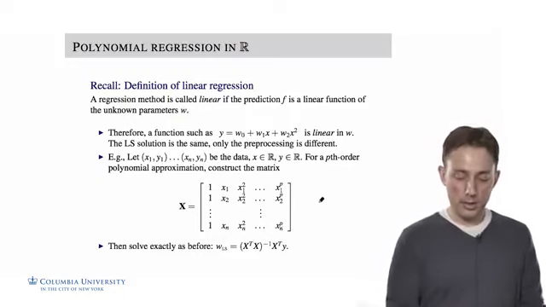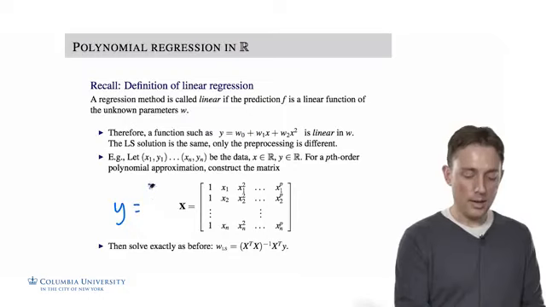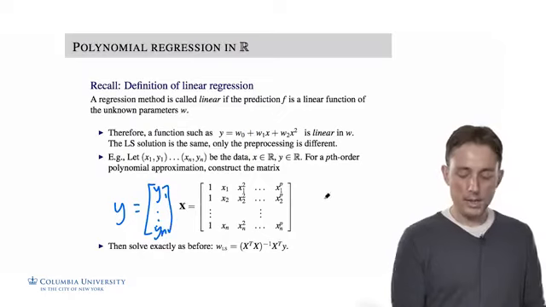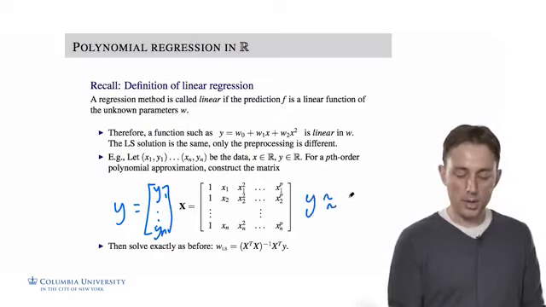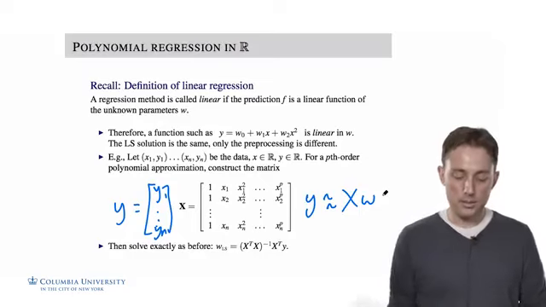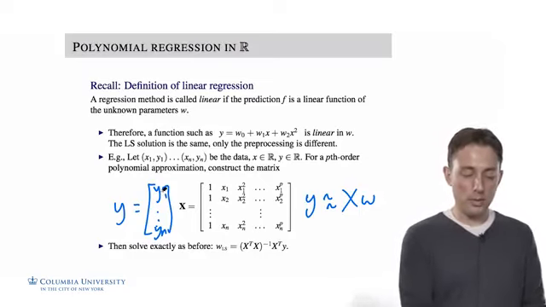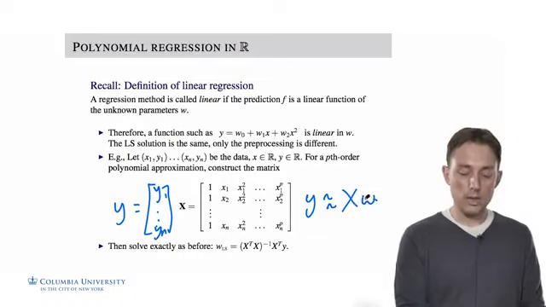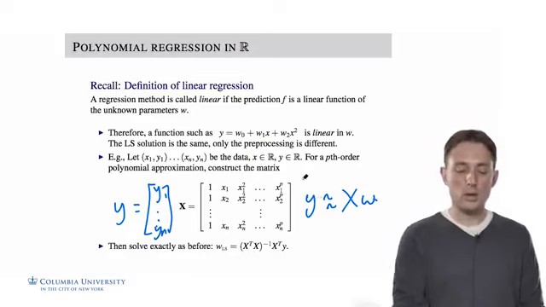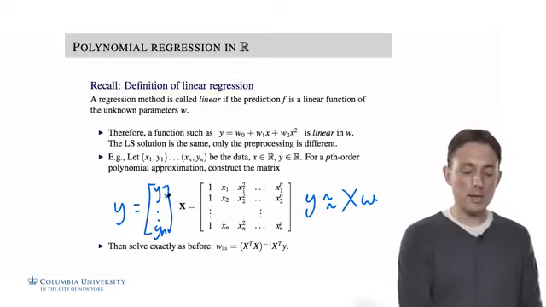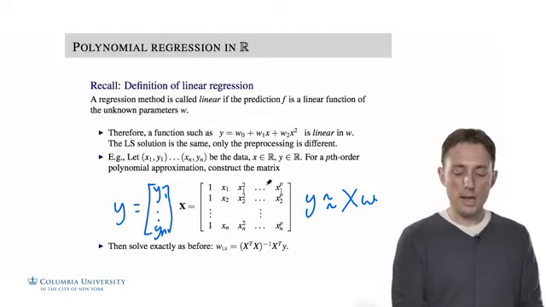For example, if we look at the output y as being this vector through yn, we can then say that y is approximately equal to X times a weight vector, where, for example, if we look at y1, we're saying that's approximately equal to 1 times w0 plus x1 times w1 plus x1 squared times w2, and so on. And so we're basically approximating the output of y1 as a pth-order polynomial of the input x1.